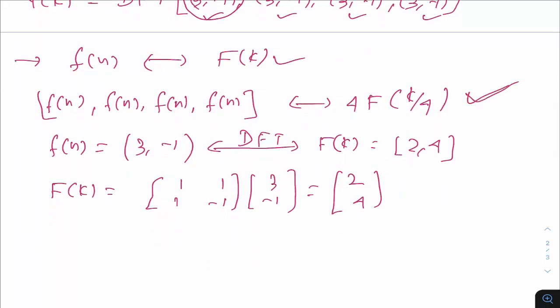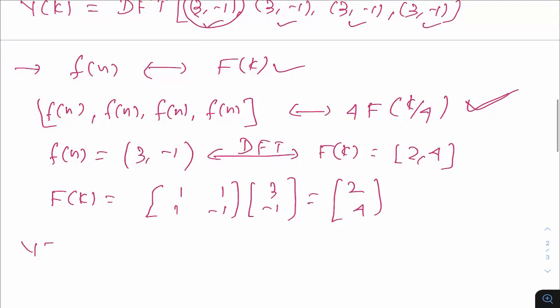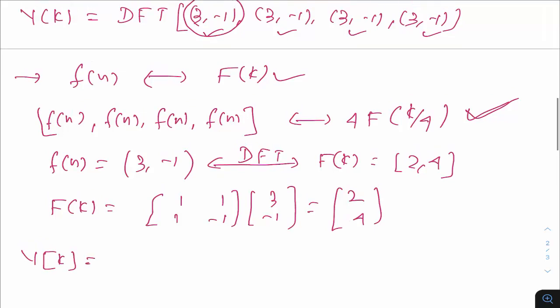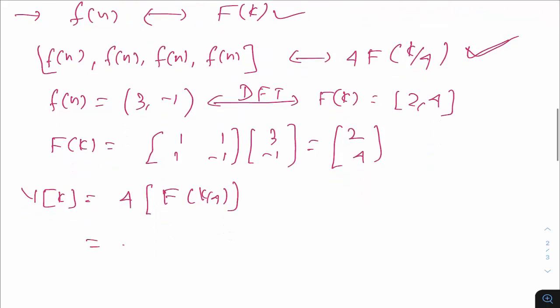I need this one. So basically your yk, which is the DFT of this sequence, is given by 4 multiplied by f of k by 4. So this is what your f of k is.